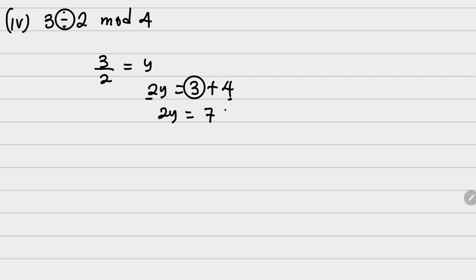So even when you keep adding 4, you know, this is 11. 11 plus 4, this is 15. So you will always be having an odd number which 2 can actually not divide without having any remainder. So this has no solution. Okay.